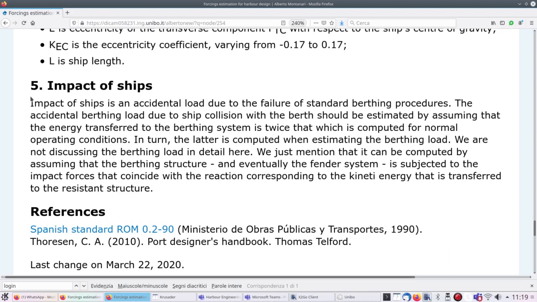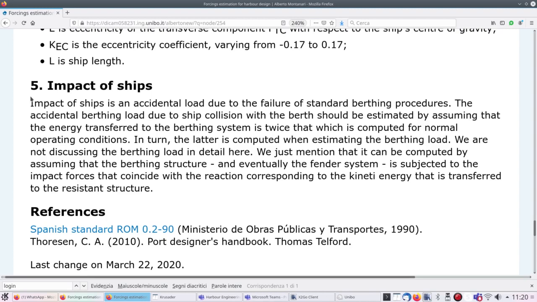And how can we compute it? It's quite simple. We need to consider the energy of the berthing ship, and we can assume that the energy transferred to the berthing system is twice that which is computed for normal operating conditions. So in normal operating conditions, there are rules, there are physical relationships which we don't discuss, to determine what is the impact of the boat against the berth through the fenders.